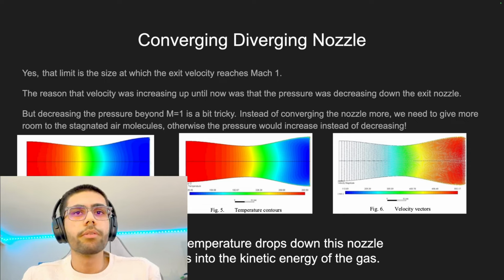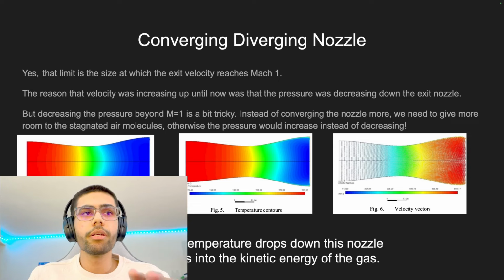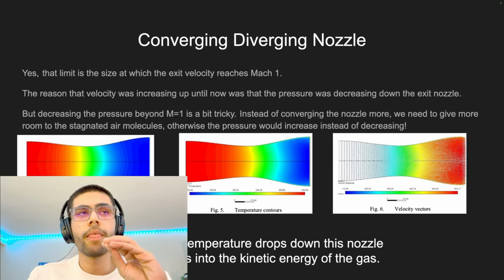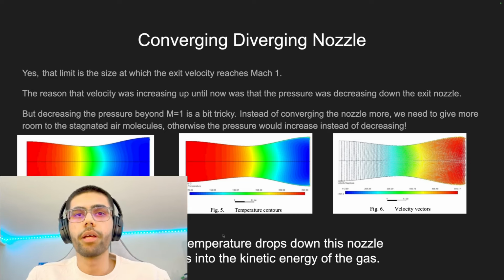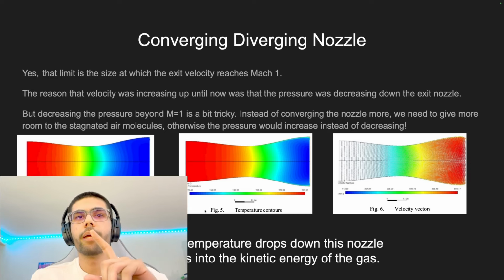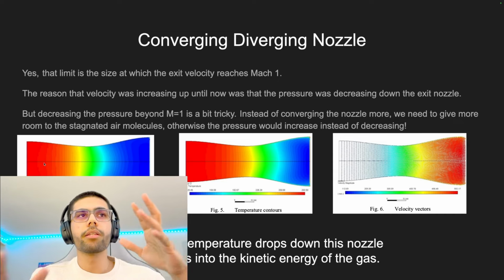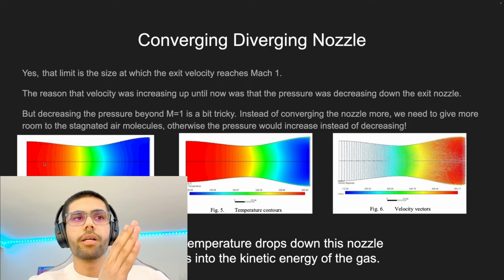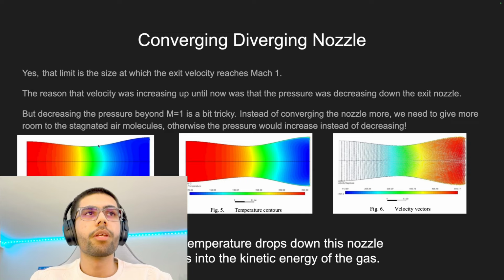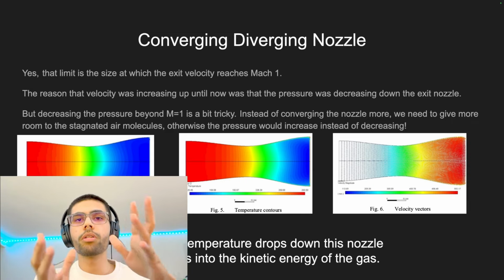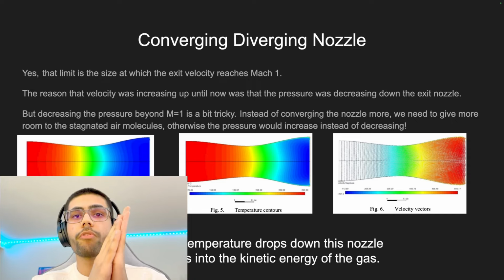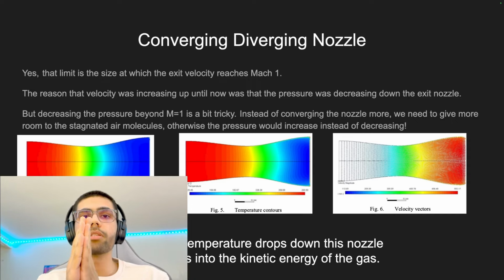Otherwise, the chemical energy that is stored, like the pressure energy and the temperature energy, is not going to convert into the kinetic energy of the gas. So our aim is to design the nozzle in such a way that as you go down, the pressure keeps decreasing. So if you're going to diverge this and allow the stagnated gas, that is, molecules moving faster than the information can travel inside a gas.